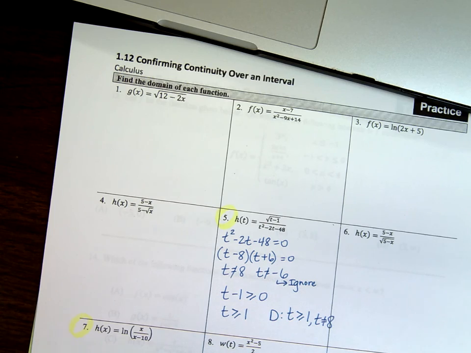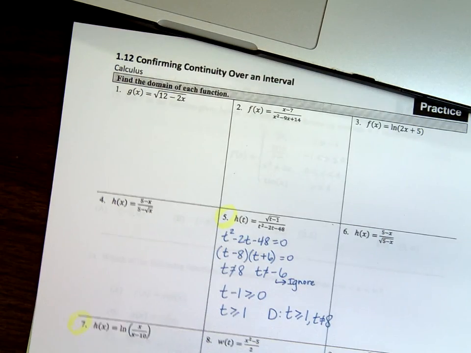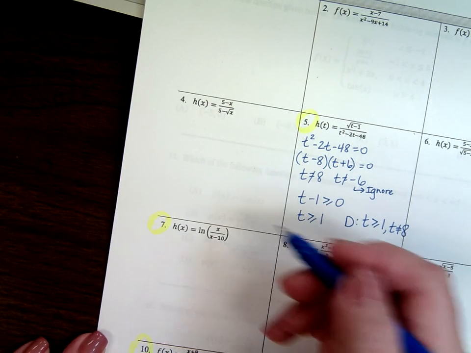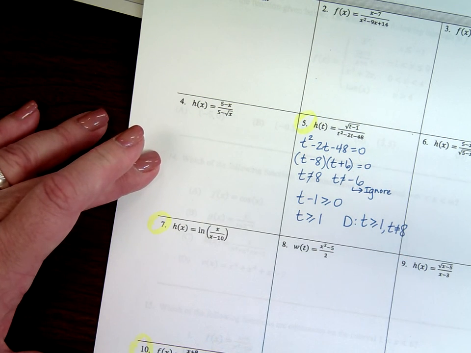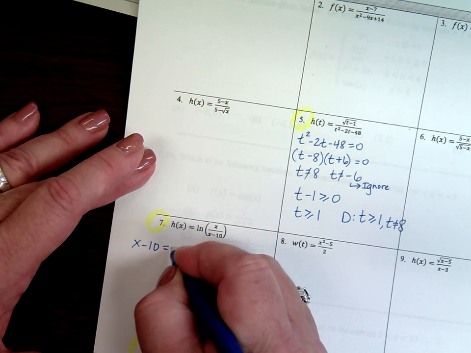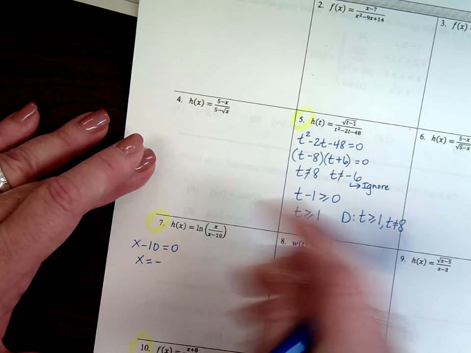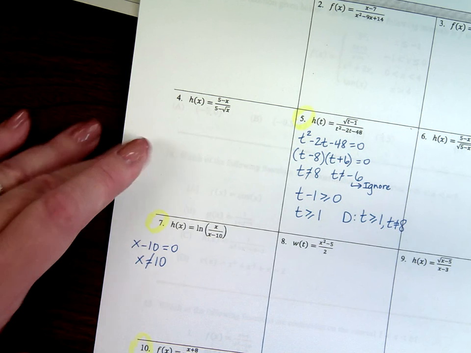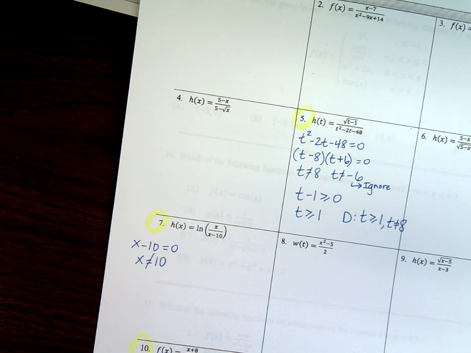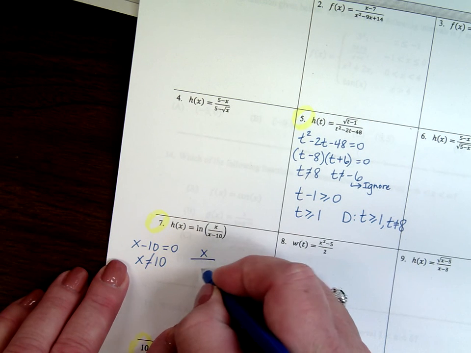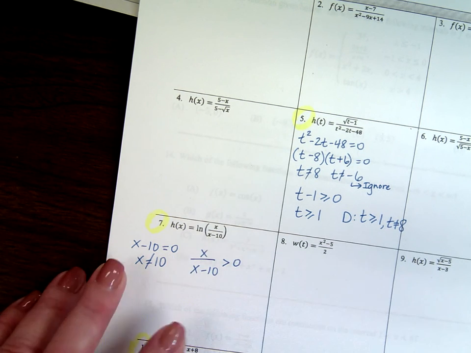All right. Next one's number 7, one of those goofy things where you have to think about positive and negative. The first thing I can see is that I can't have a 0 denominator. So if I set x minus 10 equal to 0, I get x equals positive 10, which is what x can't be. Second, I know my fraction has to stay positive: x over x minus 10 has to remain greater than 0.